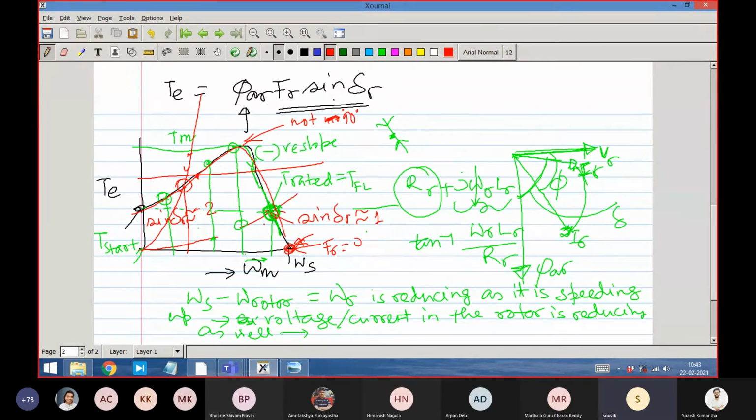Here you see that if for some reason the speed has increased, then what is happening? Tell me what is happening. More speed has produced more load torque than the electromagnetic torque. Okay, so more load torque than the electromagnetic torque means it comes back. So the stable region's basic point is that these two slopes should be in opposite direction.